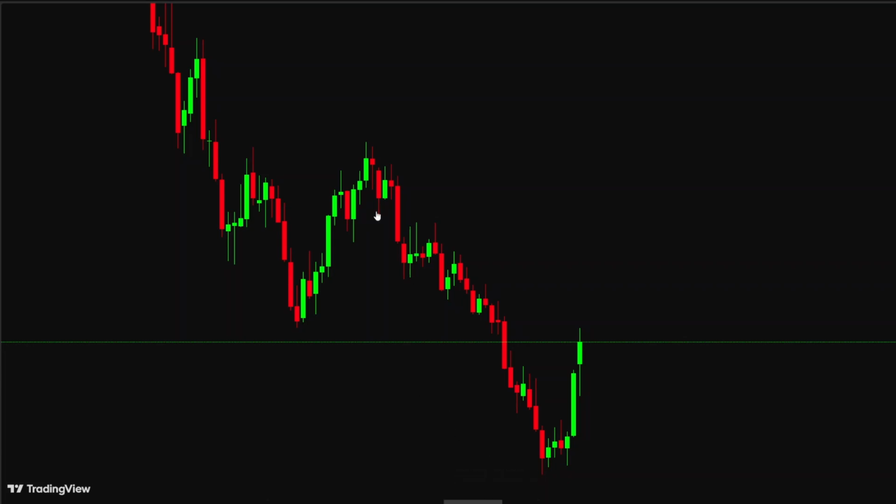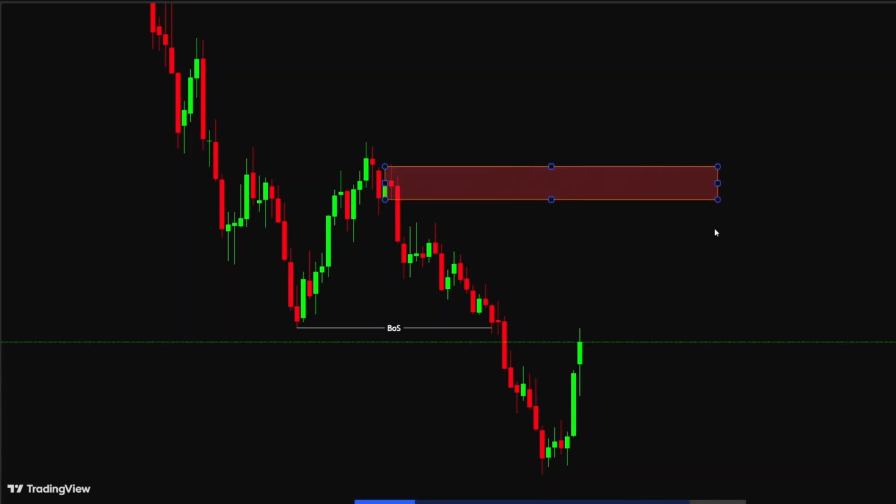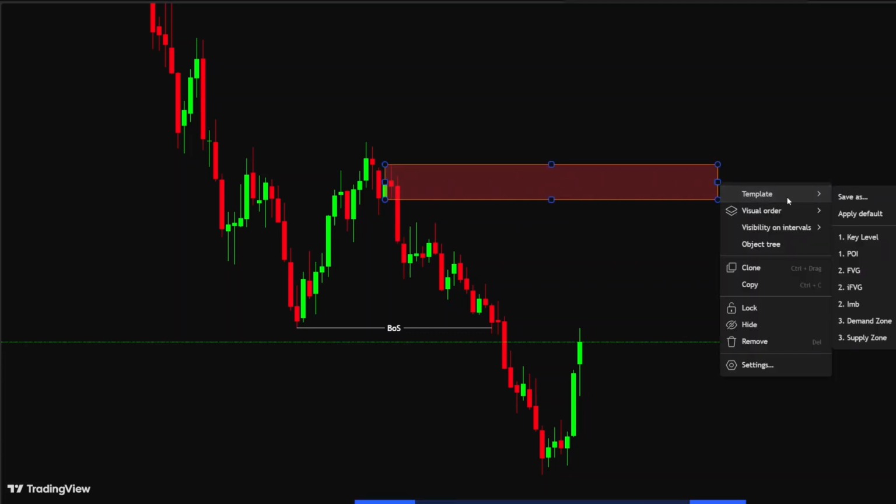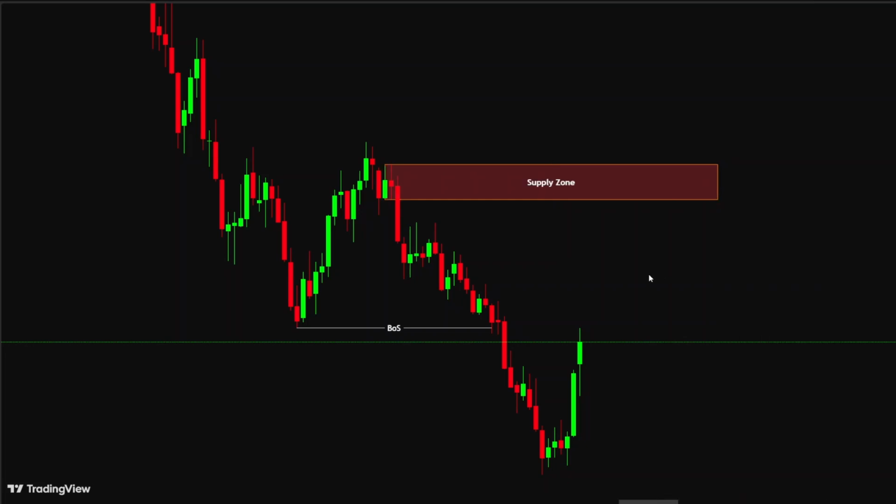So first things first, this is a downtrend, so we are going to look for selling opportunities only. This is the most recent break of structure to the downside. So what we do, we go back and try to see where was the origin of this break of structure. If you go back up here, you will see this was the last bullish candle that we had before we saw this impulsive move. So this becomes our supply zone, just like that.